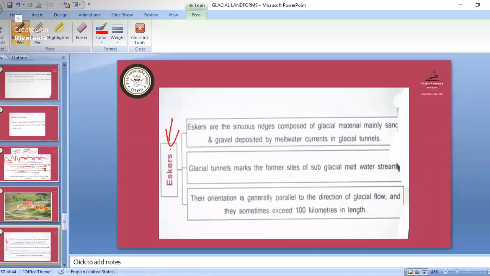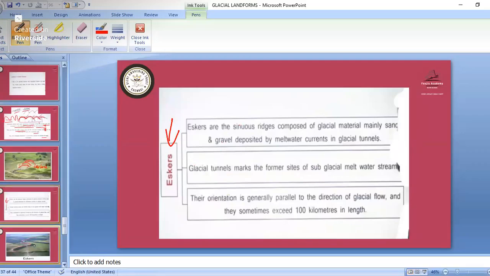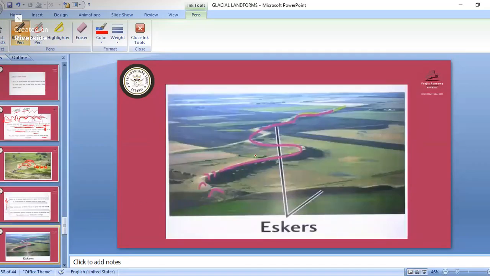Now the next landform is a depositional landform, the eskers. See here, the depositional landforms have been deposited at this particular area in this type of shape, like a sinuous shape. So they are the eskers.